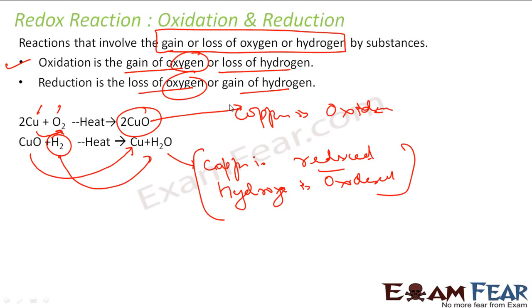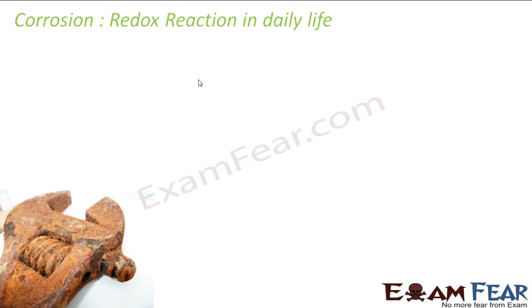Correct? So anything that gains oxygen is oxidized. In this case, copper is oxidized at first, and here hydrogen was gaining oxygen, so hydrogen is oxidized. Anything that loses oxygen is called reduced. In this case, the copper lost oxygen. Same thing for hydrogen: if something loses hydrogen, that is oxidized, and if something gains hydrogen, that is reduced. We'll study all these reactions in more depth in a later chapter.